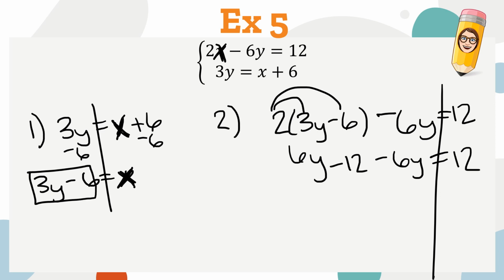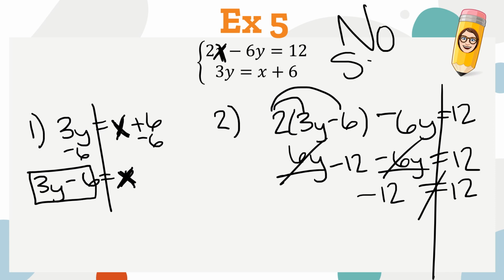Next step, combine like terms, 6y minus 6y. There's our cancellation that we're anticipating a lot in this video. Well, this is interesting. All the letters went away, and again, negative 12 equal to negative 12? No, that's not true. This is no solution again.